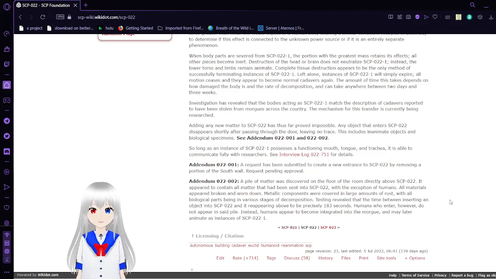Investigation has revealed that the bodies acting as SCP-22-1 match the description of cadavers reported to have been stolen from morgues across the country. The mechanism for this transfer is currently being researched. Adding any new matter to SCP-22 has thus far proved impossible. Any object that enters SCP-22 disappears shortly after passing through the door, leaving no trace. This includes inanimate objects and biological specimens. See Addendum 22-01 and 22-02.